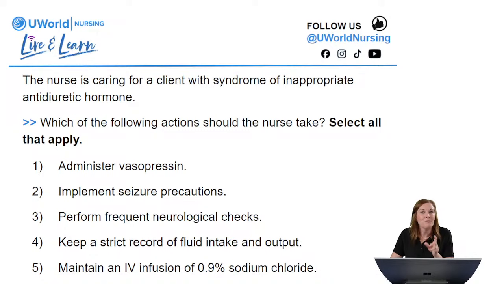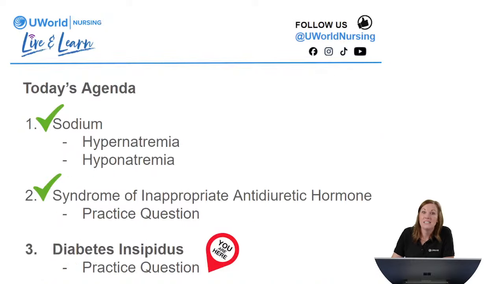Okay, so we're going to move on to our last topic. We'll check back in with our agenda. We're going to talk about diabetes insipidus now, which is our last topic for the day, and we have one more question after this. Okay, so we need to just think about diabetes insipidus as the opposite of SIADH. So if SIADH is too much ADH, DI is not enough ADH. So in SIADH, the ADH locked up our body, didn't let water out. The opposite happens with DI, and we have excessive urination.